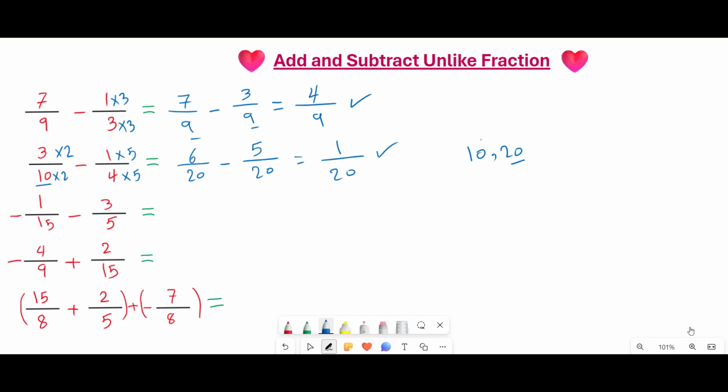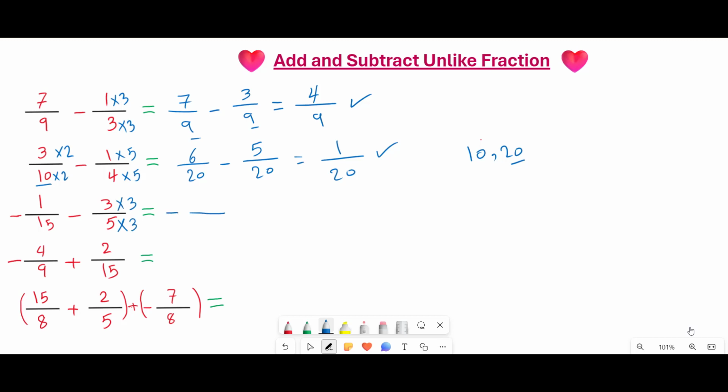Okay, now next. Negative 1 over 15 minus 3 over 5. Or can say minus 1 over 15 minus 3 over 5. Or we can read it another way. Negative 1 over 15, negative 3 over 5. Negative same like minus, okay? Now, the problem here, denominator not same. Can we make 5 be 15? Yes, multiply by 3.